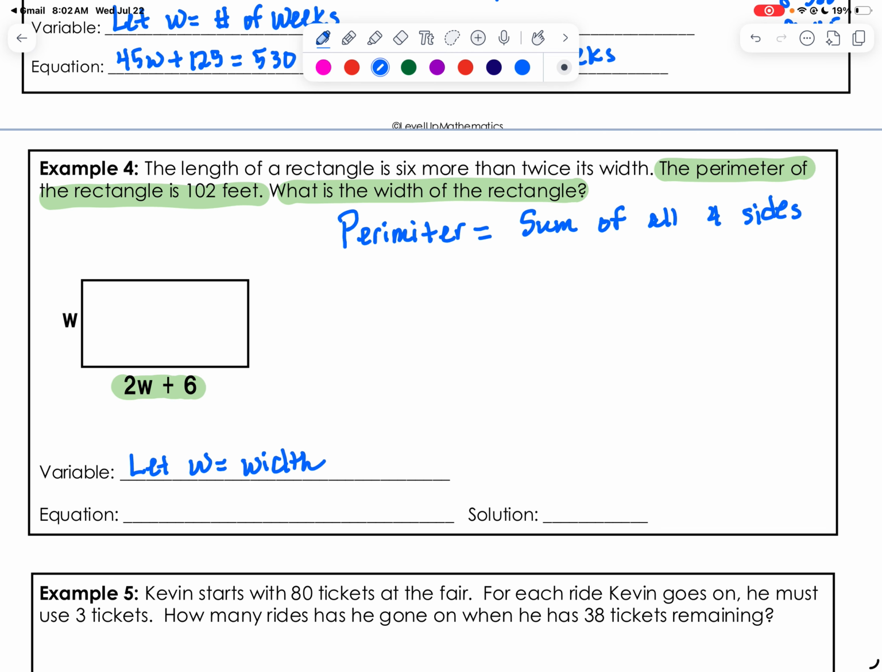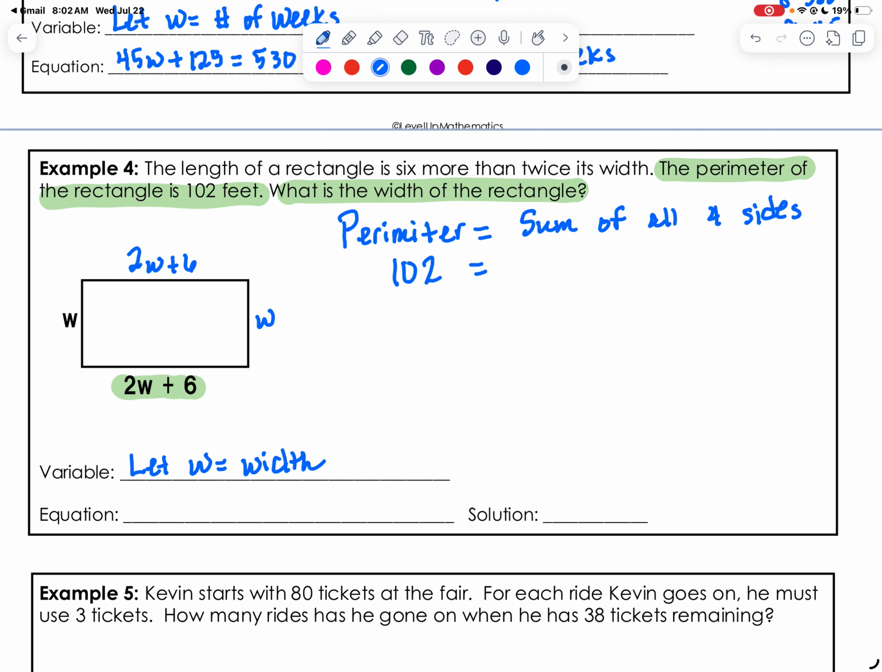So in this problem, we know the perimeter is 102. So I'll replace the word perimeter with 102. Now, the sum of all sides. Even though they only labeled 2 sides of a rectangle, because of the properties of a rectangle, we know this would also be a W, and this side would have to be 2W plus 6.